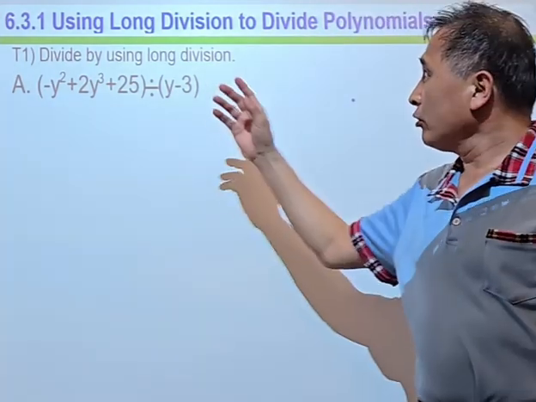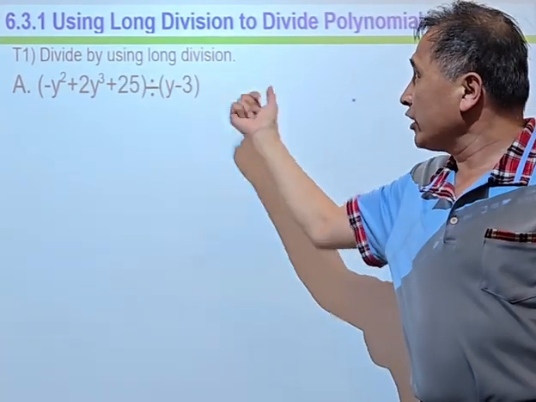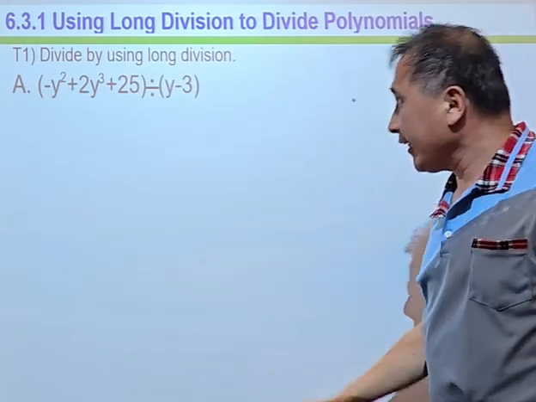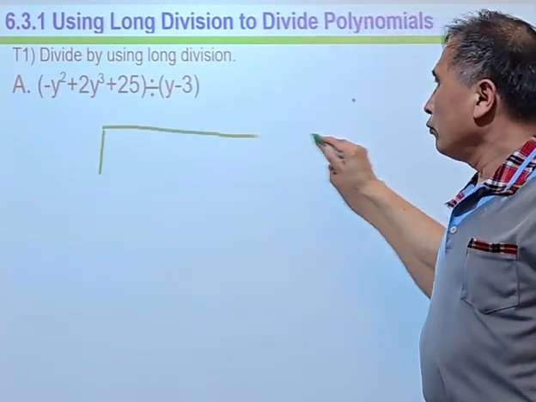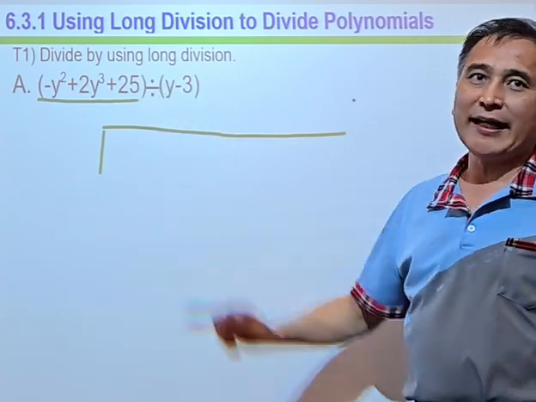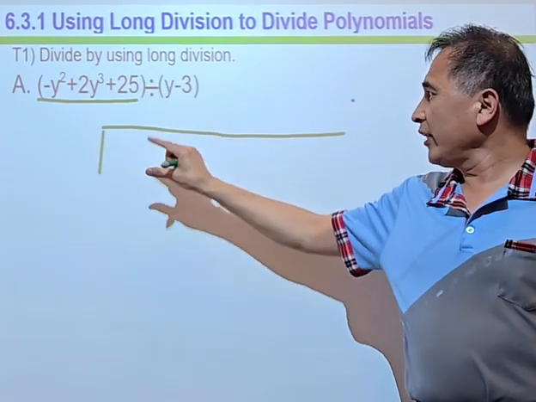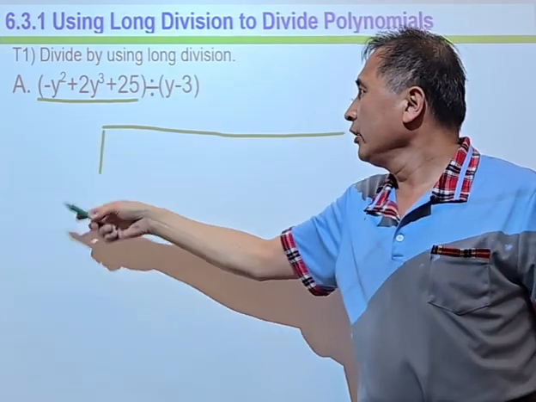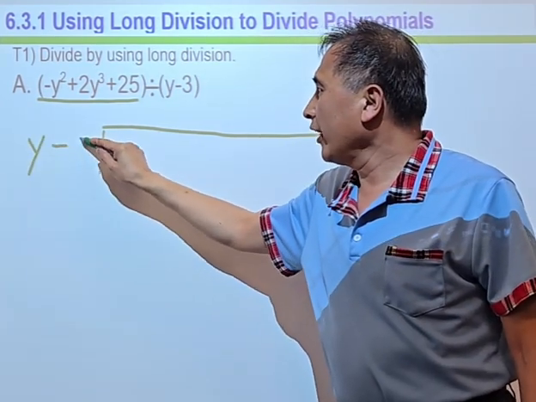Hi, today we are going to divide the polynomial by using long division. Okay? First thing you're going to do, you write it. The number divided, we call it dividend. Dividend you're going to write here. And then divisor, the dividing one, we're going to put it here. So y minus 3 right here.